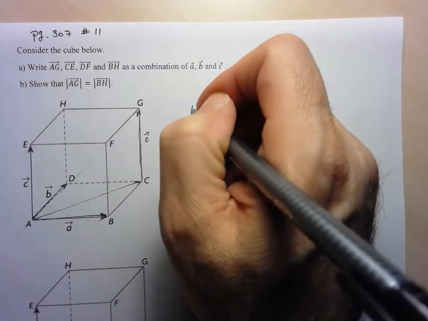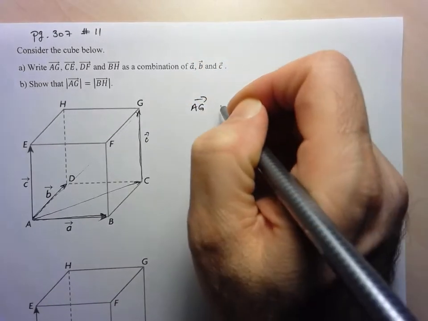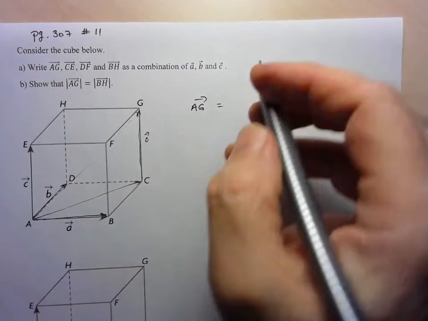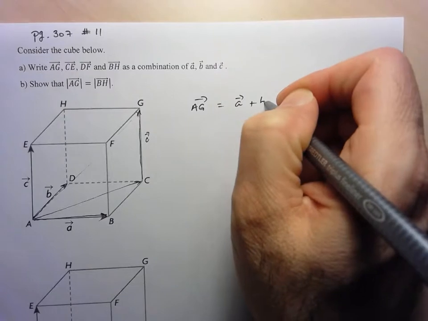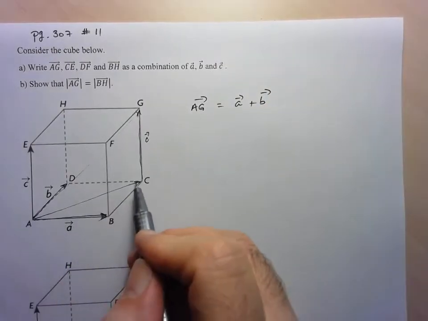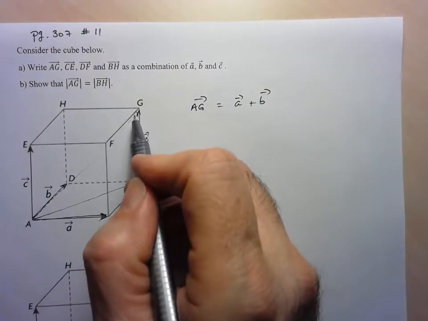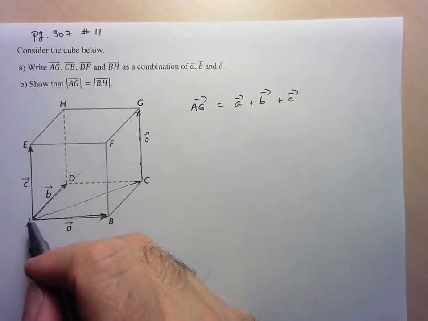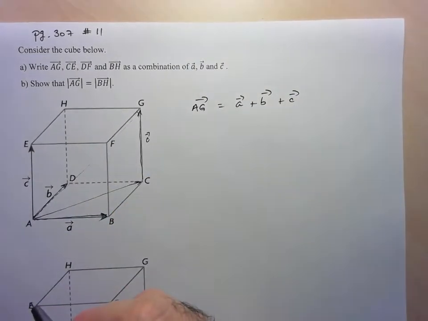Okay, so let's write that out. AG was equal to A plus B, that diagonal there, and then to this new vector I add the vector C, which I just moved from the other side, and I get A to G. Okay, so let's do the other ones now.